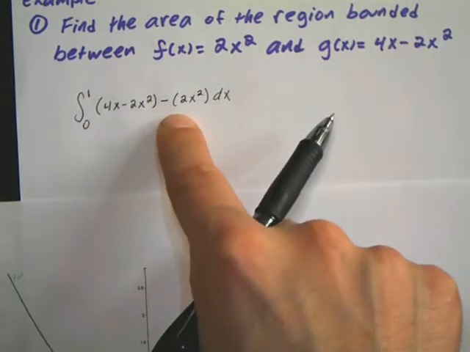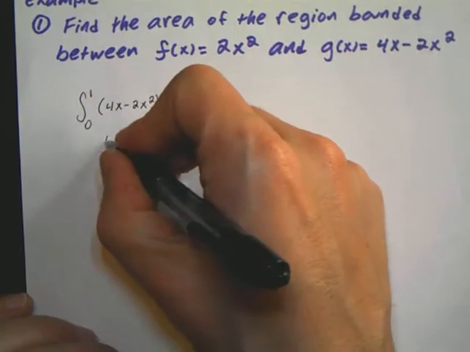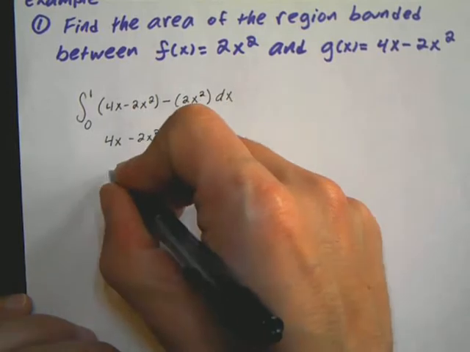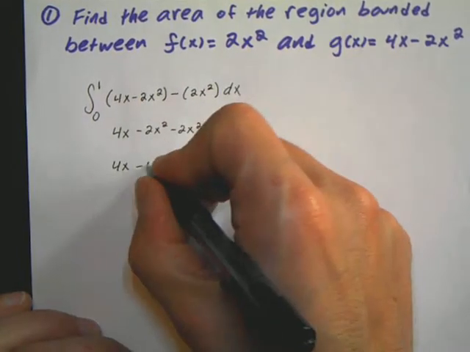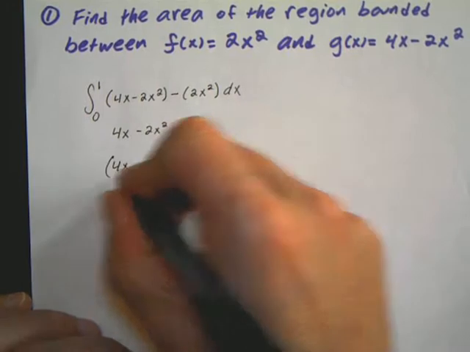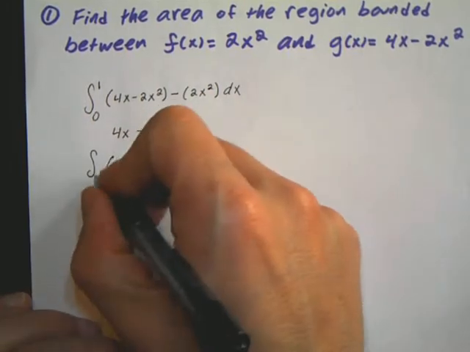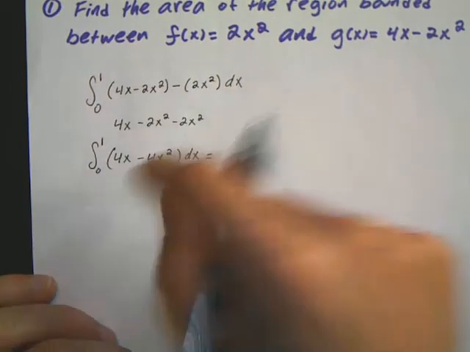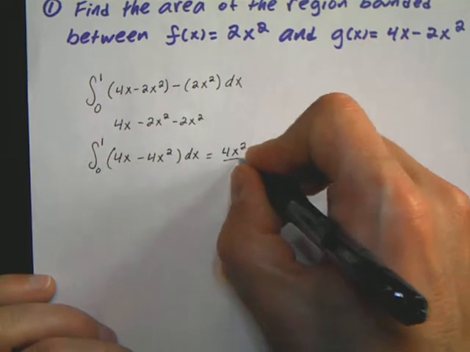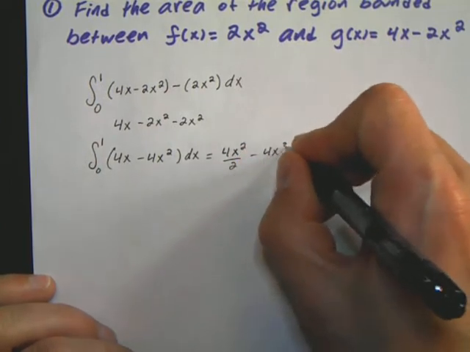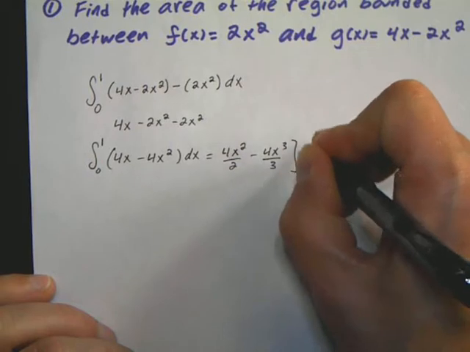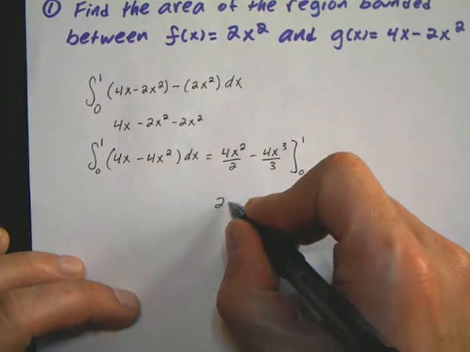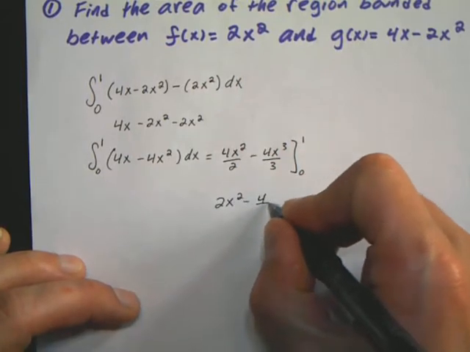So I'm going to simplify this to be 4x minus 2x squared minus 2x squared, which gives me 4x minus 4x squared dx. And then I'm going to find the antiderivative of this. So the integral is going to be 4x squared over 2 minus 4x to the third over 3 from 0 to 1. So what I'm doing here is the antiderivative, which is now going to be 2x squared minus 4 over 3 x to the third from 0 to 1.